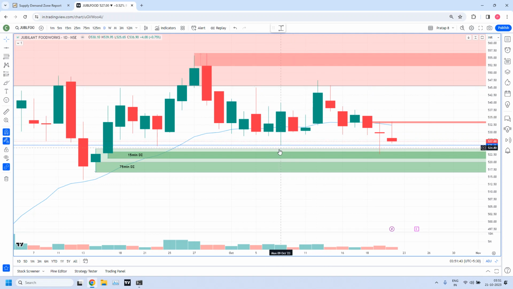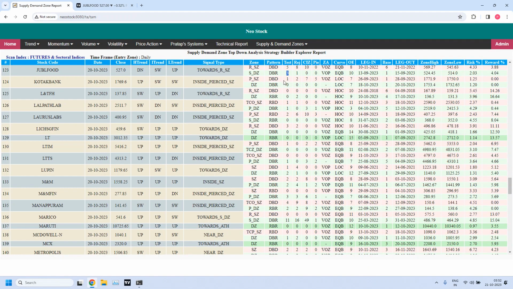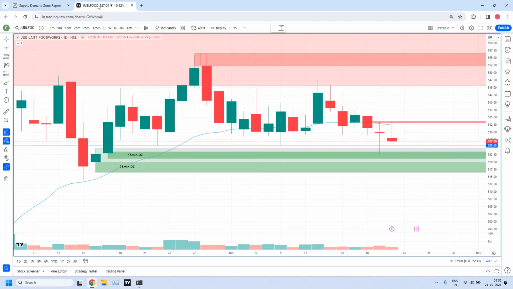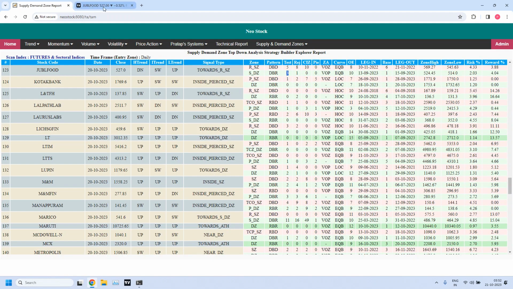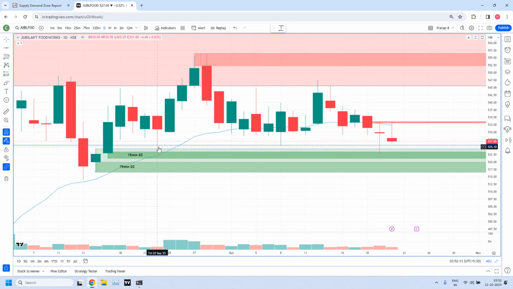But actually price did not reach into this zone. Still we took an entry based on the concept of the entry buffer. We observed that currently prices are tested by the entry buffer, not by the zone. How are you able to identify? By seeing the NeoStock's report. The test count might be showing you 0 here, but here it already tested this entry buffer area.